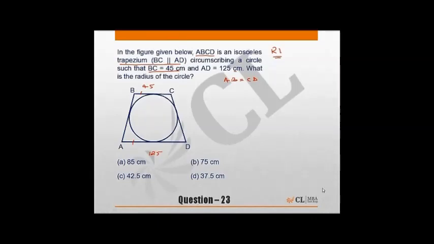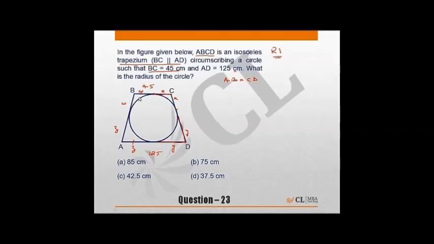Now if I look at this trapezium and the circle, from point C I can say BC and CD are tangential to the circle. That means if this is X, this should also be X. Why? Because from the point C we are extending tangents to the circle. Similarly, by the same logic, if this is Y, this should also be Y. These two have to be equal. And if this is Z, this should also be Z, and this is W, this should also be W.